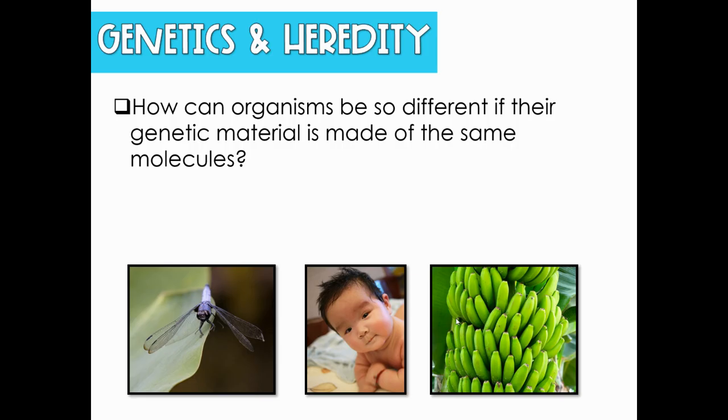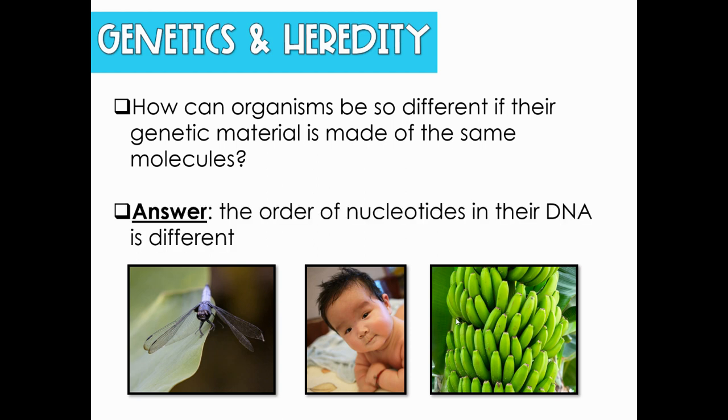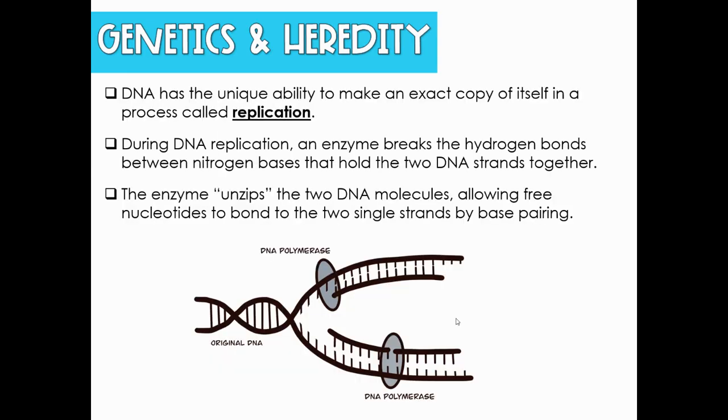So the big overall question that we can answer through what we know about genetics and heredity is how can organisms be so different if their genetic material is the same molecule? So if we only have 4 options for nitrogenous bases, then how is it that we're so genetically different from other organisms? And the answer to that has to do with the order of the nucleotides. So the order of the nucleotides vary from organism to organism, and this creates what's called genetic variability.